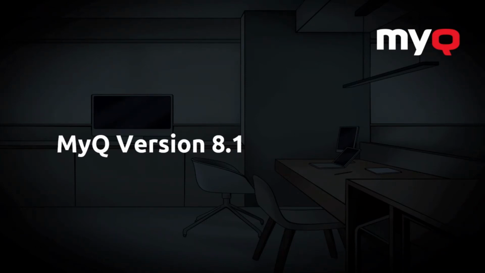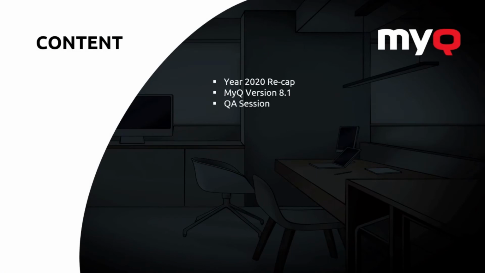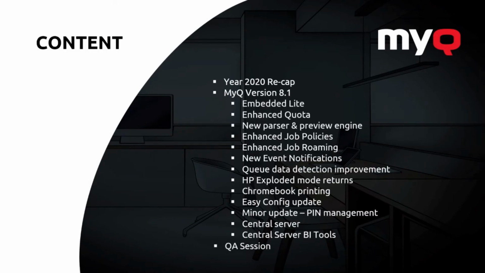So again, what is in there? This time we're looking at MyQ version 8.1, and I would like to talk about the embedded Lite, the new quotas, new parser and preview engine, the enhanced job policies, job roaming, event notification, and others. As you can see, there are many features we have to go through. So let's not waste time and jump straight into it and go through all these features.